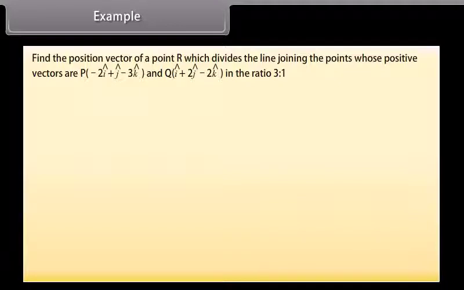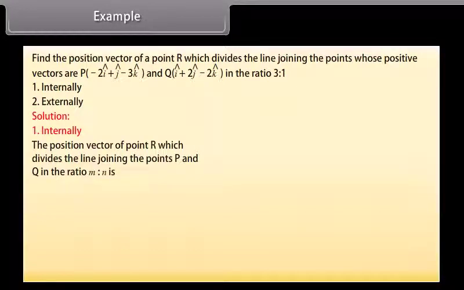Example. Find the position vector of a point R which divides the line joining the points whose position vectors are P, minus 2 cap i plus cap j minus 3 cap k, and Q, cap i plus 2 cap j minus 2 cap k, in the ratio 3 is to 1, 1 internally, 2 externally. Solution. 1 internally. The position vector of point R which divides the line joining the points P and Q in the ratio m is to n is vector OR equals m vector B plus n vector A by m plus n. Here, m is equal to 3, n equals 1.